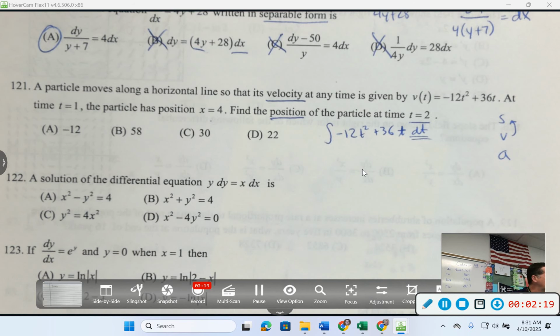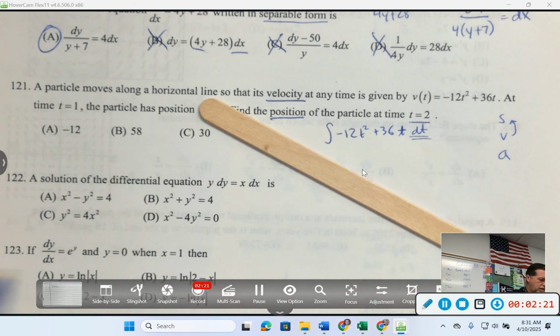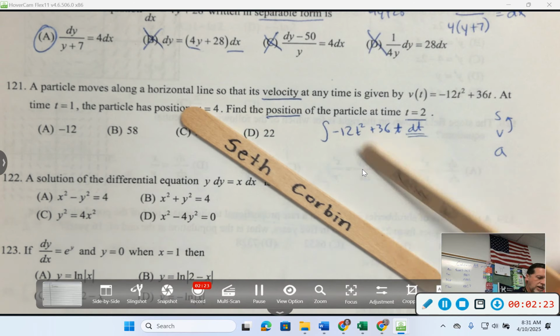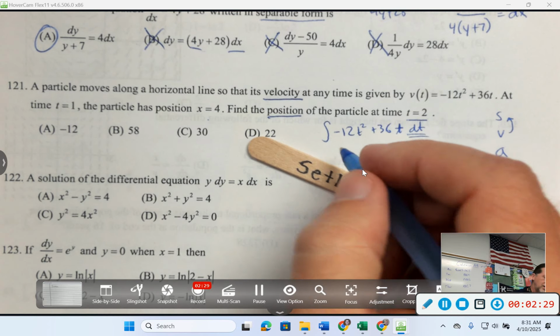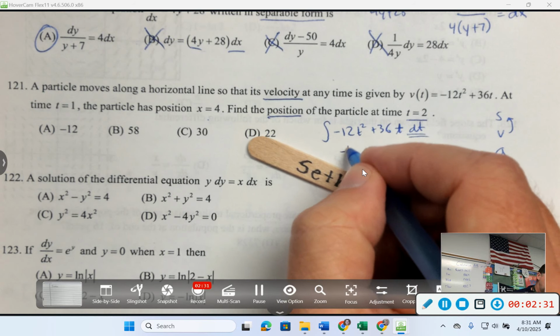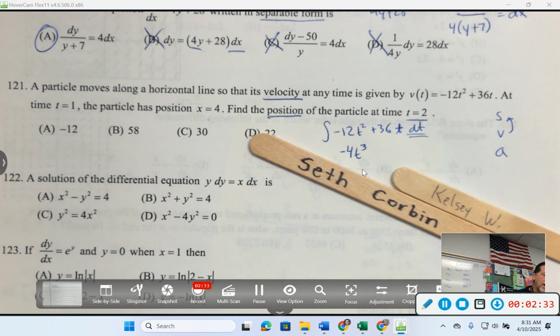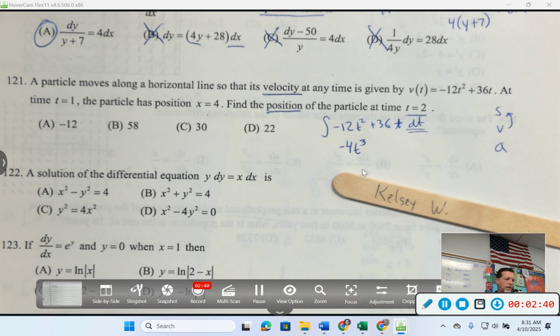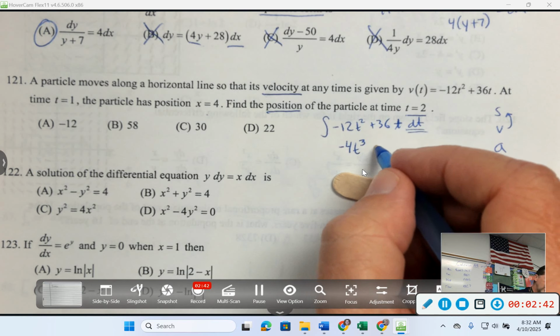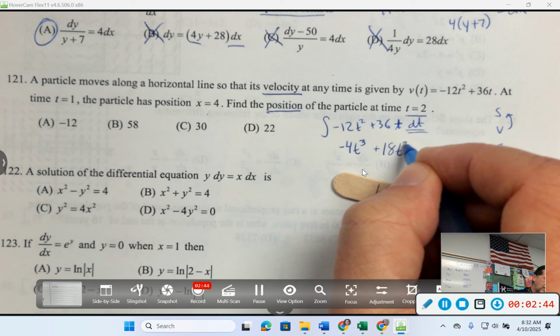Why am I doing this? Let's pick on people like Seth and Kelsey. So Seth, how about the antiderivative of negative 12t squared? You did the work in your head. Increase the power by 1, divide by the new power. So yes, negative 4t cubed. Kelsey, how about the antiderivative of 36t? 18t squared. Very nice, 18t squared.